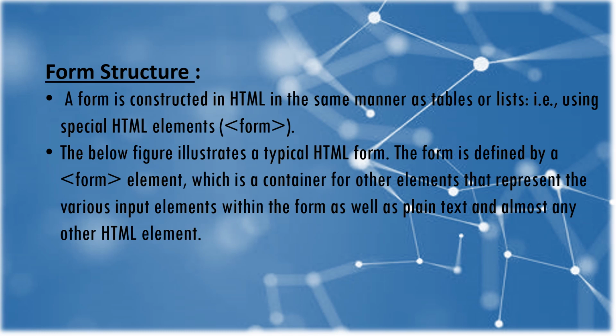Form structure. A form is constructed in HTML in the same manner as tables or lists, that is, using a special HTML element. The tag is represented as form. The below figure illustrates a typical HTML form. The form is defined by a form tag element, which is a container for other elements that represent the various input elements within the form, as well as plain text and almost any other HTML element.